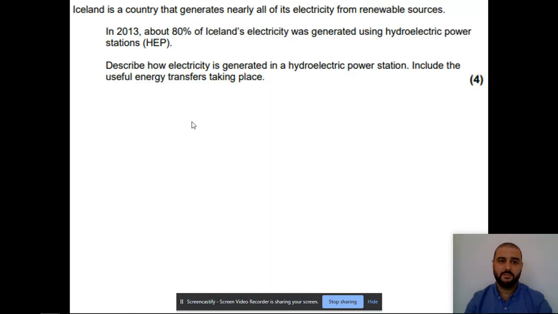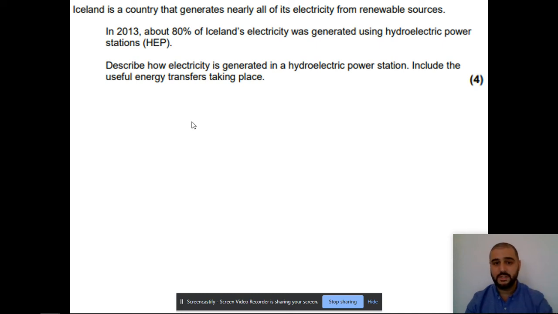The next question, gentlemen. Iceland is a country that generates nearly all of its electricity from renewable sources. In 2013, about 80% of Iceland's electricity was generated using hydroelectric power. Describe how electricity is generated in a hydroelectric power station. Include the useful energy transfers taking place.